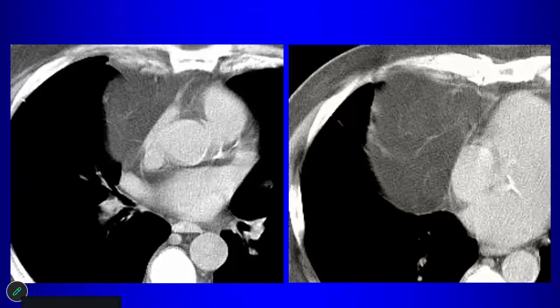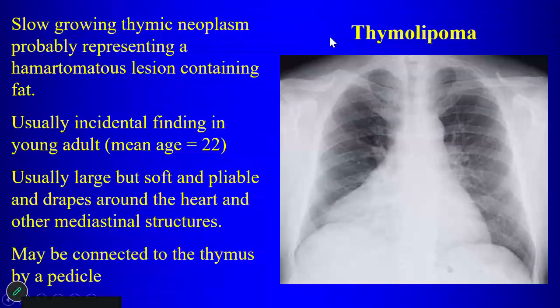There's a third thing that you also have to consider, and that's why it's important to look above and below this level. What's the third thing that we're going to be thinking about? Diaphragmatic hernia. What do we call them in this location? Morgagni. Yeah, Morgagni hernia, right. So that's another thing to consider here. This was a case of a thymolipoma.